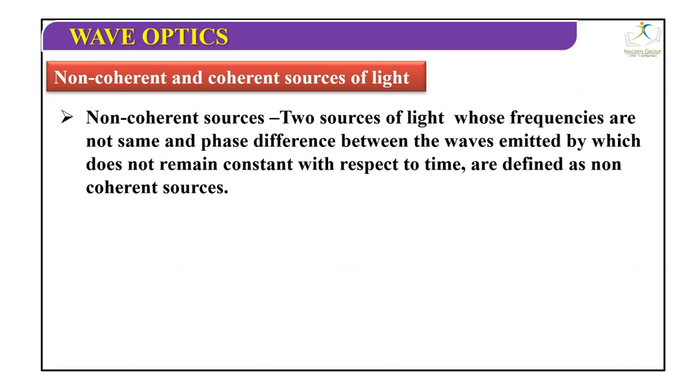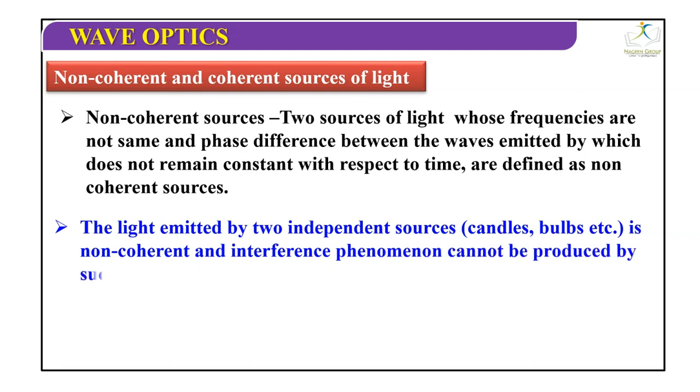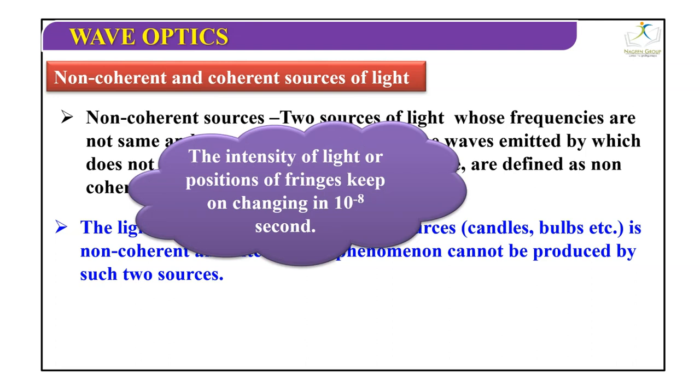Firstly, I just want to explain this particular question. Non-coherent sources are not actually coherent, not linear in nature. They emit light that is not constant, maybe somewhere more, somewhere less. So the light emitted by two independent sources, such as a candle or a bulb, is non-coherent, because the interference phenomenon cannot be produced in such cases.